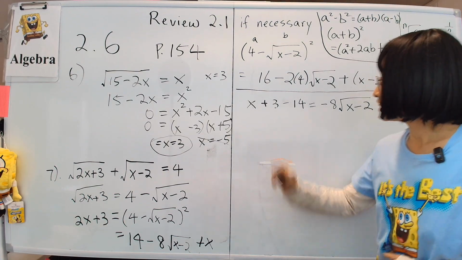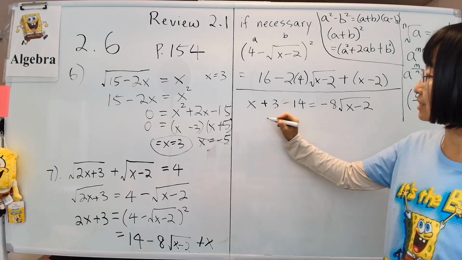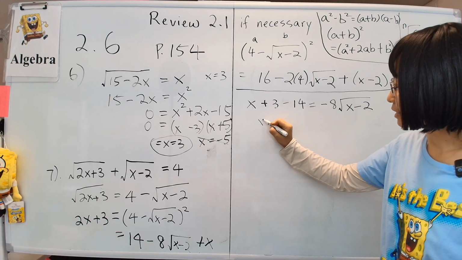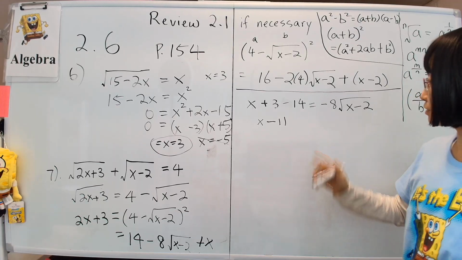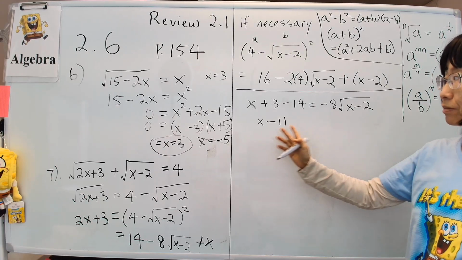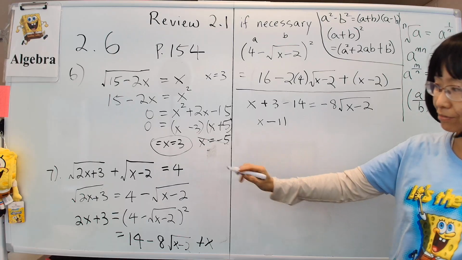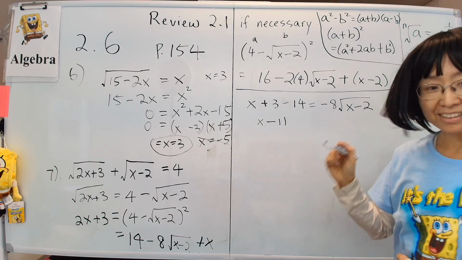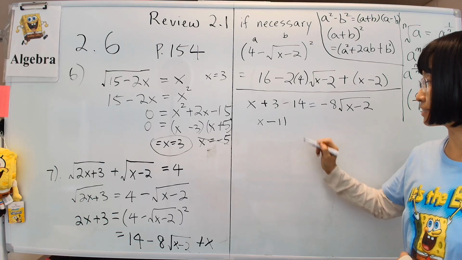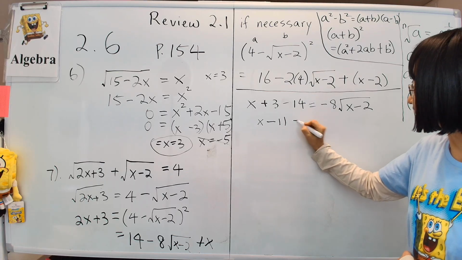Okay, now the plus 3 minus 14 is 11, so we have x minus 11 here. And now we're going to do the painful part, which is we have to square both sides again. Because we have 2 square roots, we have to square both sides 2 times. It sounds like a lot of work, and it is, but we have to get this done. There's no getting out of it.